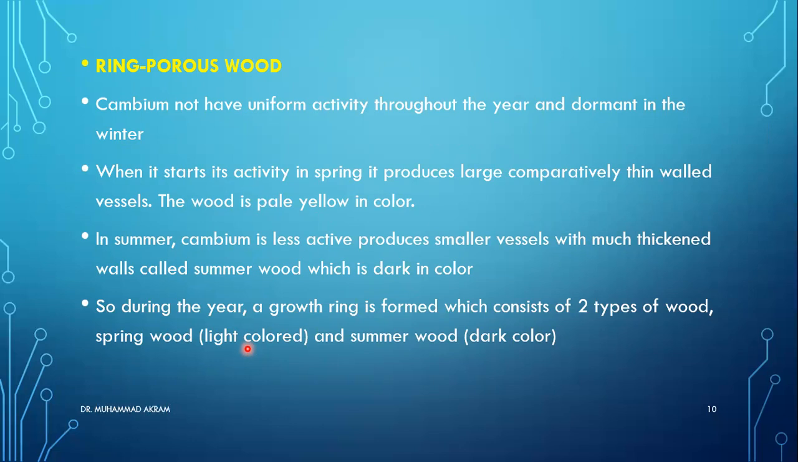When it starts its activity in spring, it produces large, comparatively thin-walled vessels. The wood is pale yellow in color. In summer, the cambium is less active and produces smaller vessels with much thickened walls, called the summer wood, which is dark in color. So, during the year, a growth ring is formed, which consists of two types of wood, the spring wood and the summer wood. The spring wood is lighter in color, whereas the summer wood is dark in color.